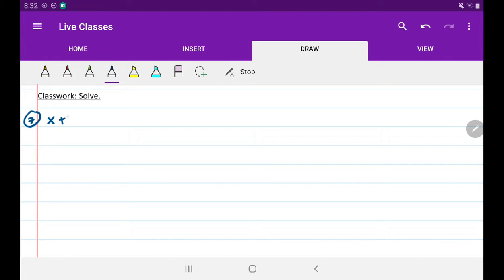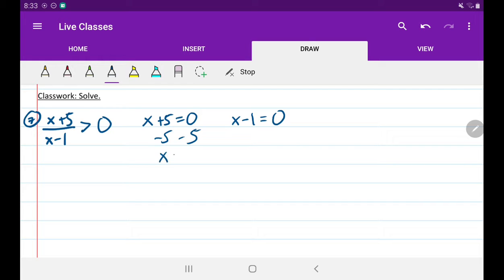We have x plus 5 over x minus 1 is greater than 0, okay? So the two factors that we're going to be considering here are x plus 5 is 0 and x minus 1 is 0. So this one is nice because the rational expression is already factored, so we don't have to think too much about it, so we can just take them separately. And we'll solve this. So I'll go ahead and subtract 5, and I'll get x is negative 5, and then add 1, and x is 1, okay?